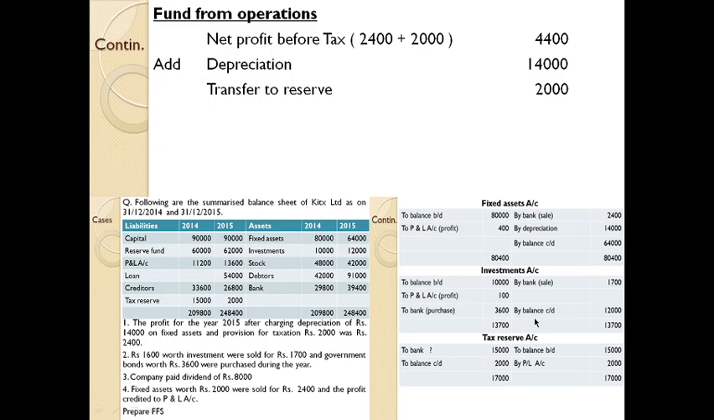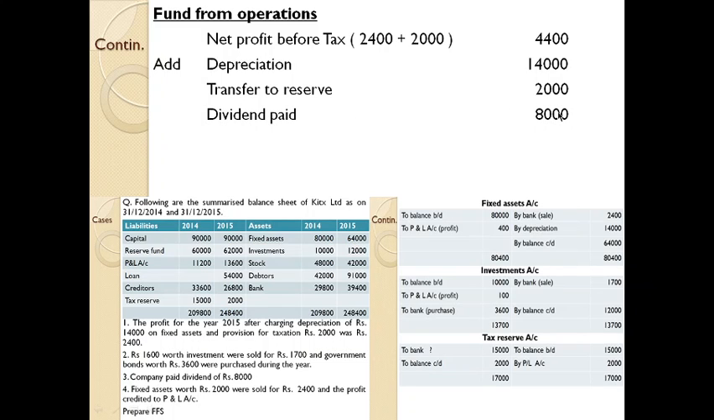Let us go through the question part. You can see that there is a reserve fund of rupees 60,000 in the beginning and 62,000 at the close. So I said transfer to reserve 2,000, and that's why we recorded that 2,000 here. There are no other items to be considered. In the additional information there is one item for which we haven't prepared any account, that is dividend paid 8,000.